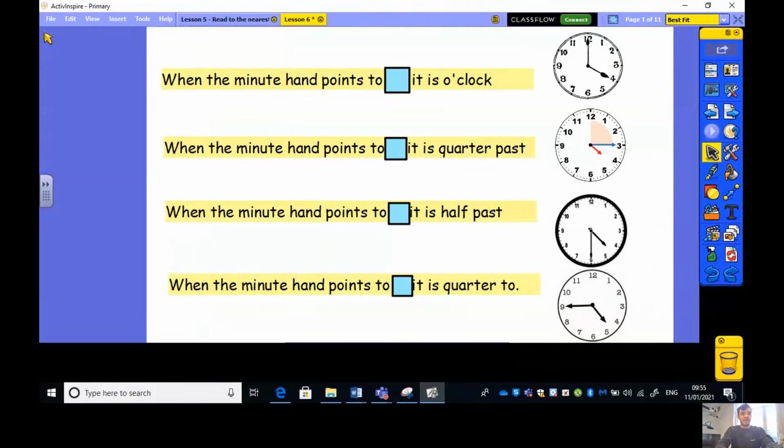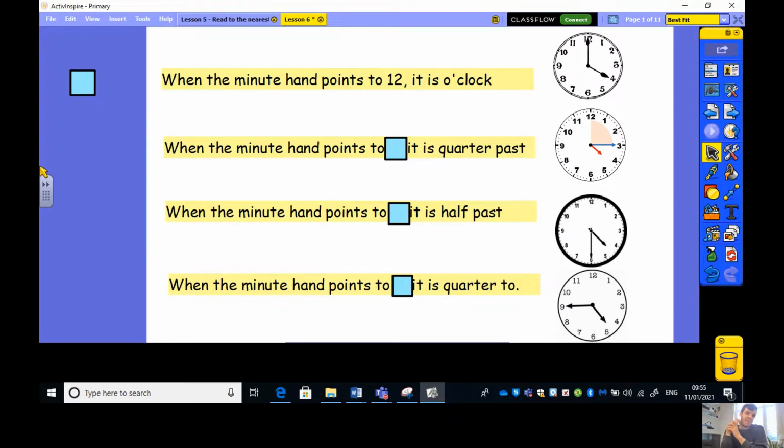So here's a quick do now. Who can help me out? When the minute hand points to something, it is o'clock. What number on the hour scale will the minute hand point to when it is an o'clock time? Tell your partner, tell your cuddly toy, tell your parent if you're working with them, and now tell me through the computer. Well done if you said 12. When the minute hand points directly at the 12, it is an o'clock time. Here we can see it is 4 o'clock.